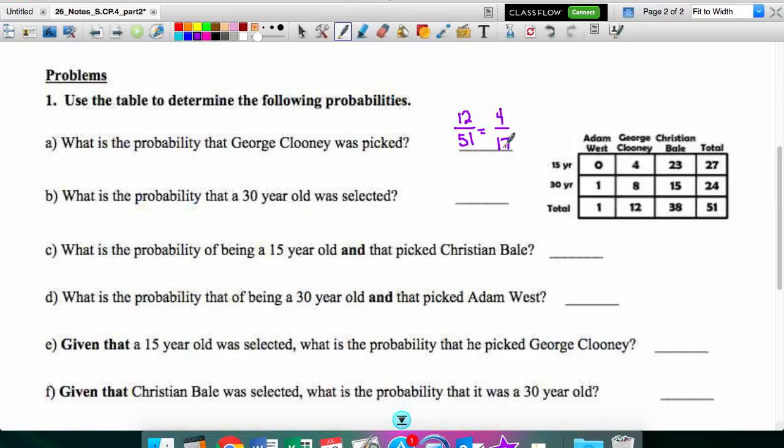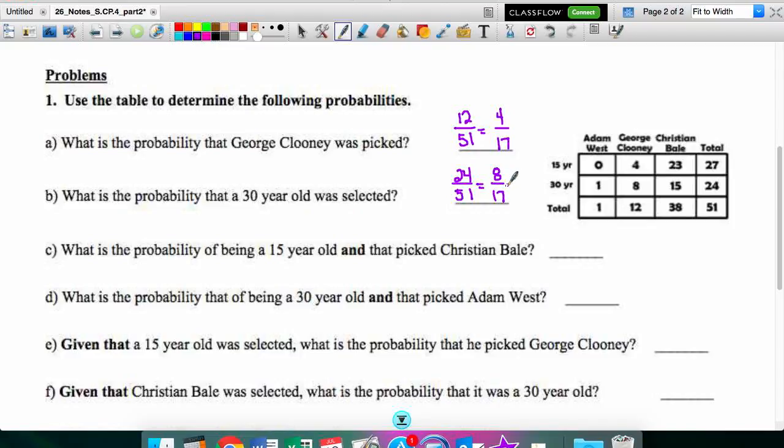Next, we want the probability that a 30-year-old was selected. Again, this is not a special probability. It's just like our basic probabilities we learned in our last section. So how many 30-year-olds are there? There are a total of 24, regardless of who they liked, out of 51. Simplifying, 24 divided by 3 gives me 8 out of 51 divided by 3, so that would be 17 again, so 8 out of 17.